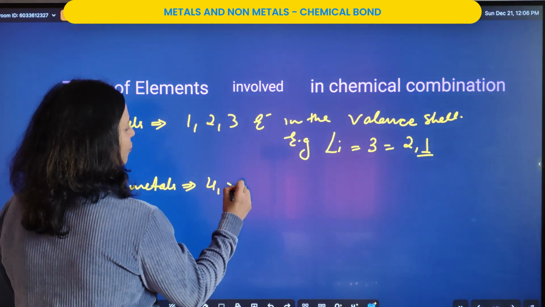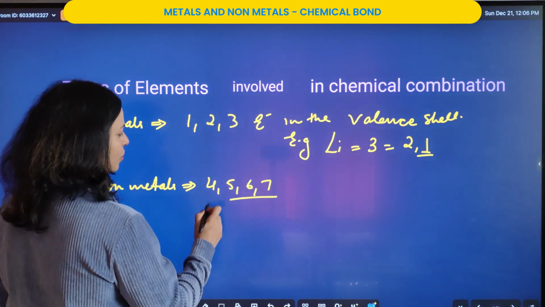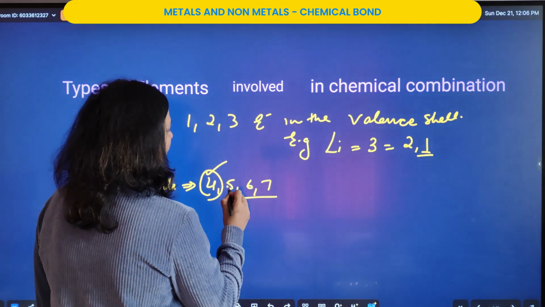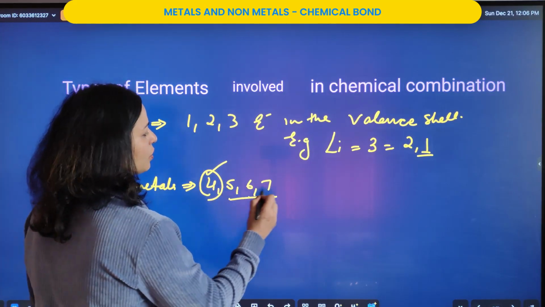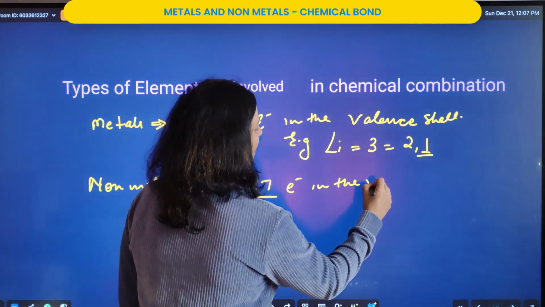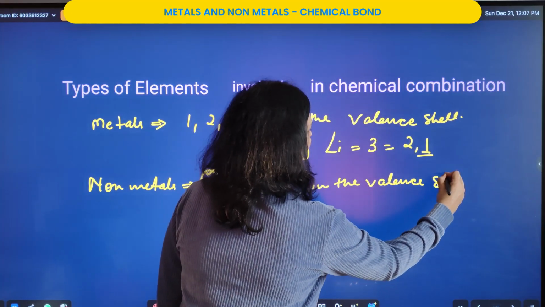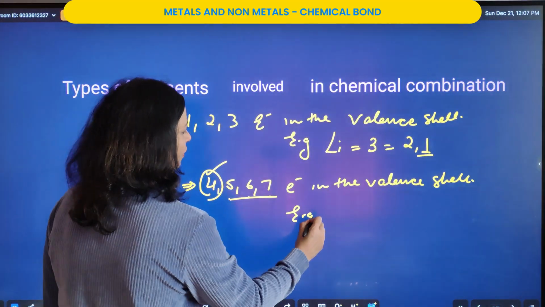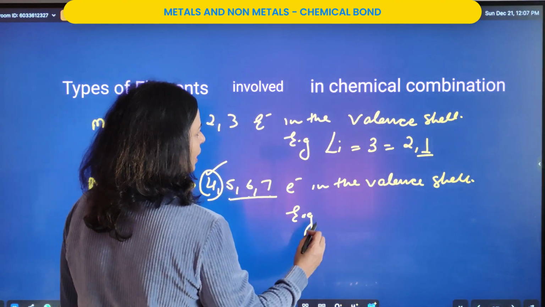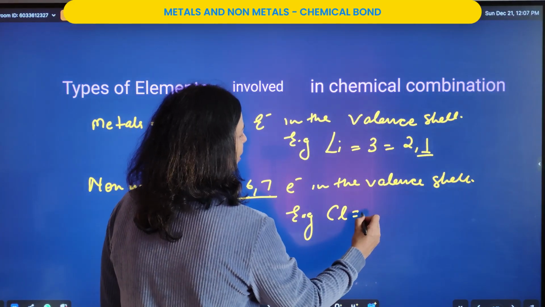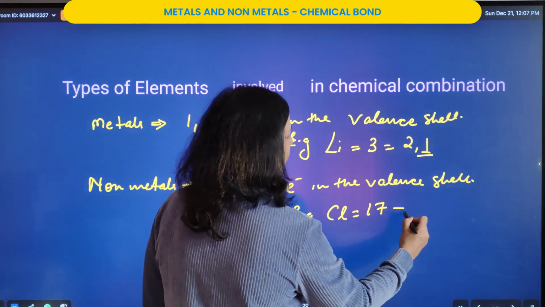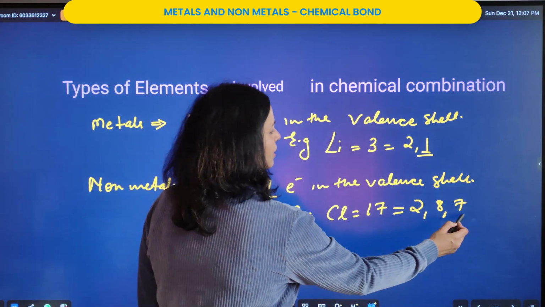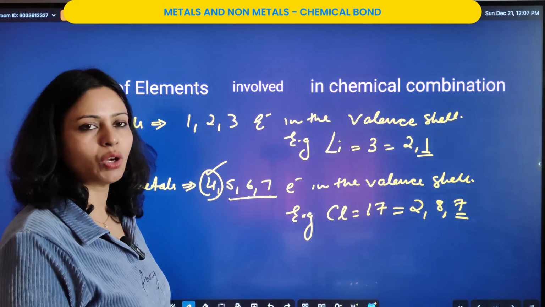Non-metals have 4, 5, 6, 7 electrons. 4 we will not consider, as that comes in another bond formation. If the elements have 5, 6 or 7 electrons in the valence shell, we call them non-metals. For example, chlorine: atomic number 17, electronic configuration 2, 8, 7. Here it has 7 electrons in the valence shell, so this is a non-metal.